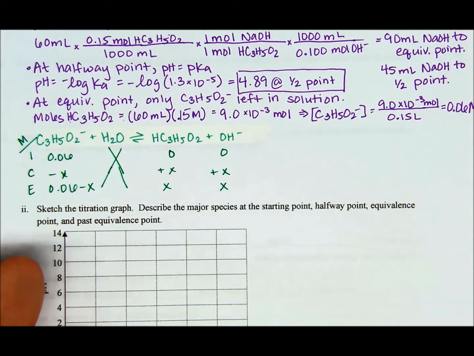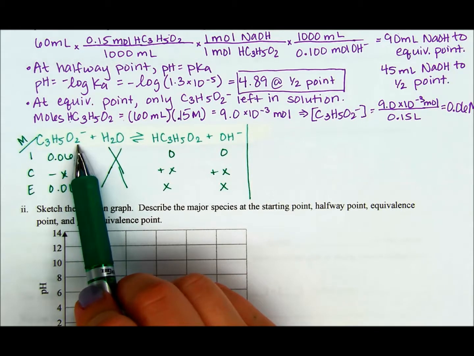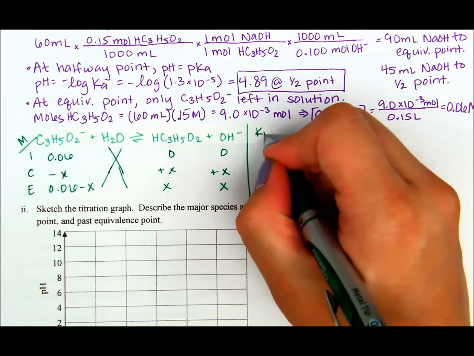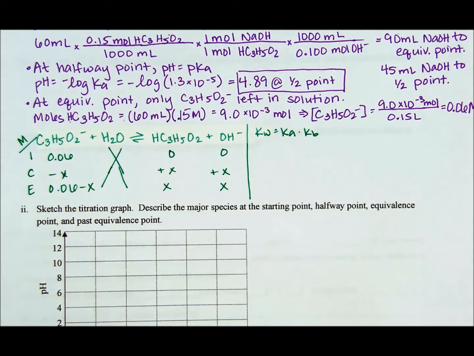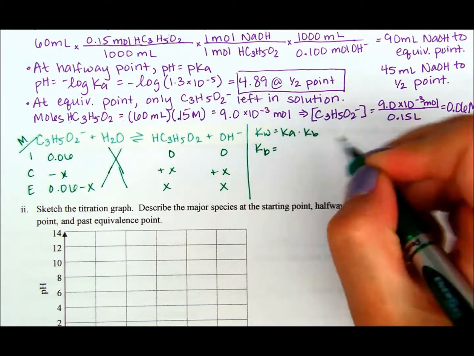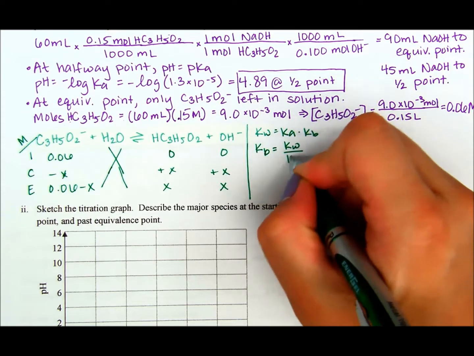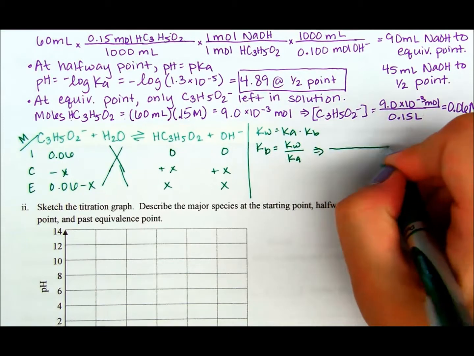Okay, and we said before that we need to use the K expression. But here, we can't use Ka because this isn't an acid dissociating. This is a base dissociating. And so we need to use the Kb. We have the Ka, and from the Ka we can find our Kb, because remember, Kw equals Ka times Kb. And that equation, again, is on your periodic table. So I'm going to rearrange this to get Kb equals Kw over Ka. Just going ahead and plugging that in.